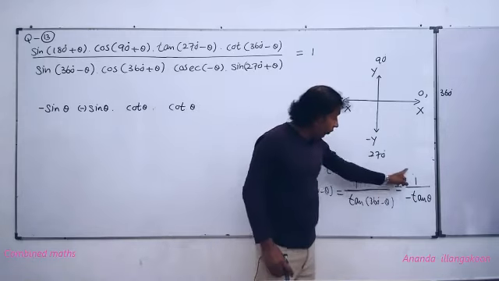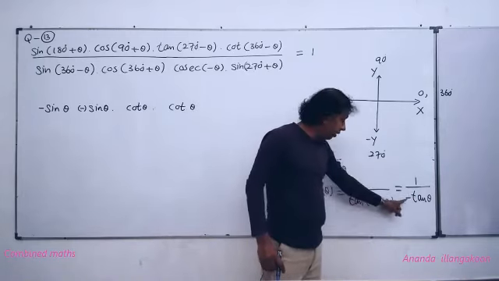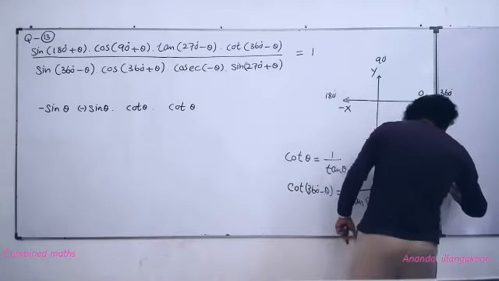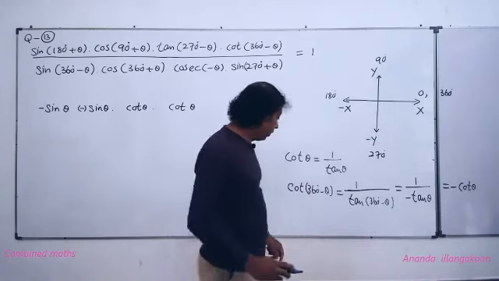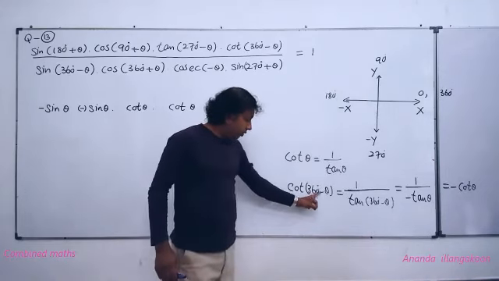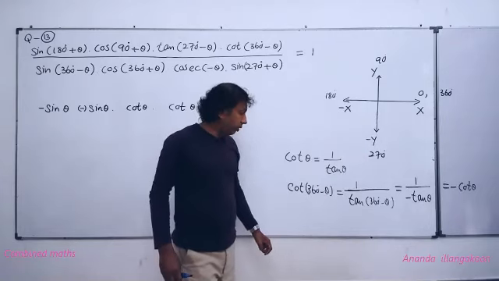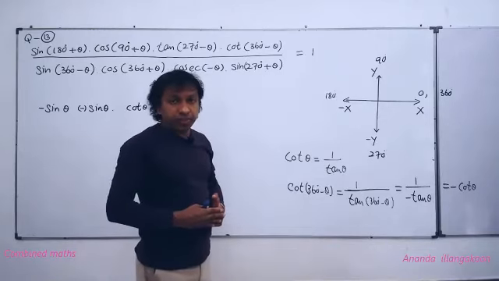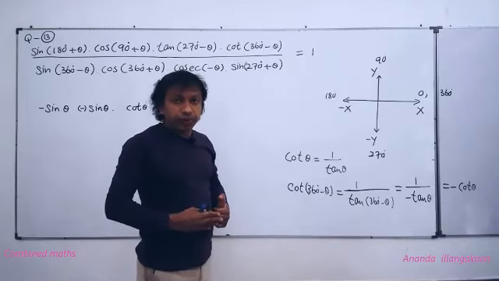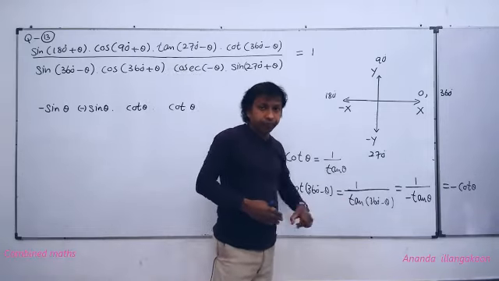Now you know 1 upon tan theta is, people, cot theta. But here we have minus. Then we get minus cot theta. Then you can very clearly see here that cot 360 minus theta is minus cot theta. Now what I am trying to tell you, people: if you hesitate and are not sure about this, you can actually work it out this way.